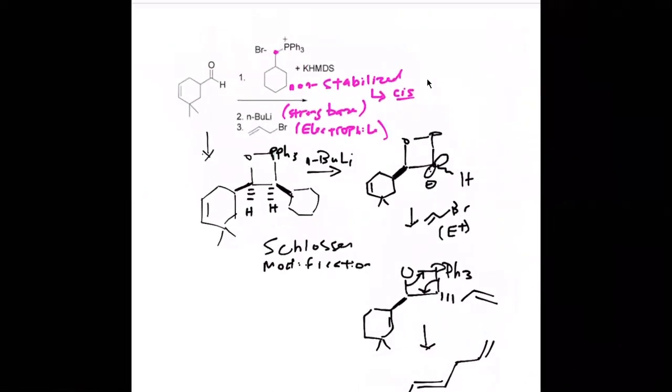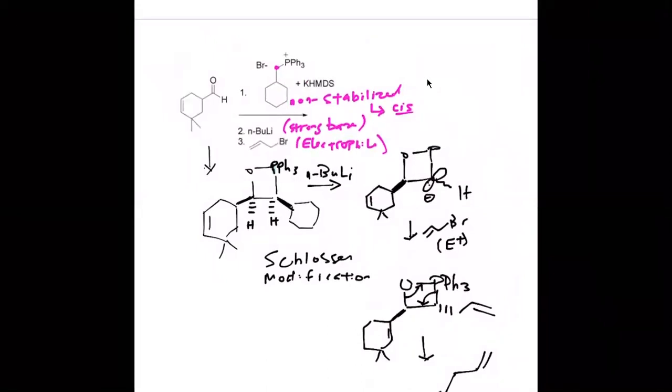So the other part of that, the second and third steps, those are indicative of the Schlosser modification. Right? That's when you add in a strong base at low temperature, you deprotonate the oxyphosphetane, and then you add in either a proton or another electrophile and invert the stereochemistry at that second carbon. Is that clear? I know we talked about it, and I don't know if you caught it, but anytime you see the Wittig conditions followed by a strong base, that's normally indicative of doing a Schlosser modification.